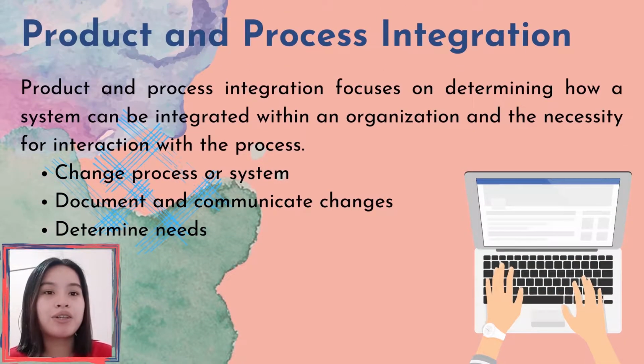Also, under the product and process integration is document and communicate changes. Any changes to operations and reasons for the changes must be documented. Having decision history can be instrumental in the event of turnover as well as in the future when staff are being questioned. Also, without understanding the reasoning behind the change, members of the organization may not accept it.